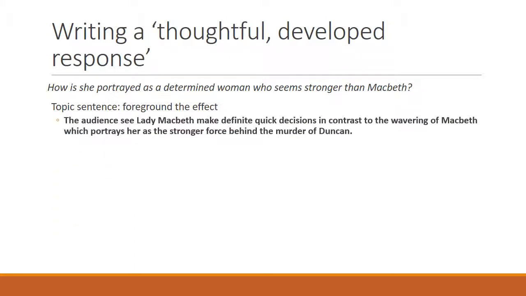The audience see Lady Macbeth make definite, quick decisions, in contrast to the wavering of Macbeth, which portrays her as the stronger force behind the murder of Duncan. The underlying bit there is the effect. I could easily have stopped at just saying, we see her make quick decisions that contrast with Macbeth's wavering all over the place. But by saying what the effect of us seeing that contrast is, I've stopped myself saying that later and given myself a clearer focus. Okay?